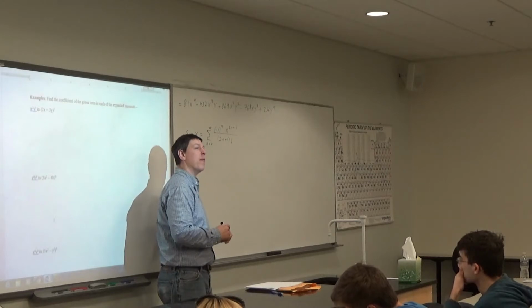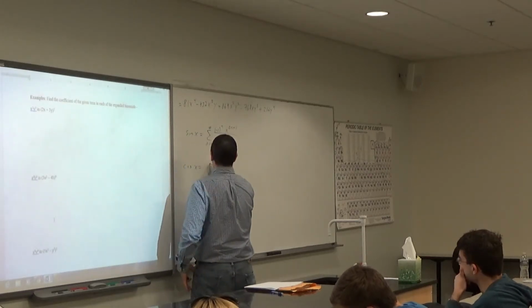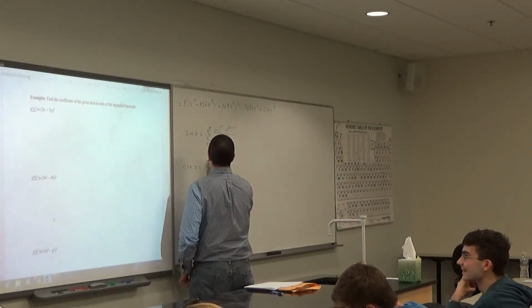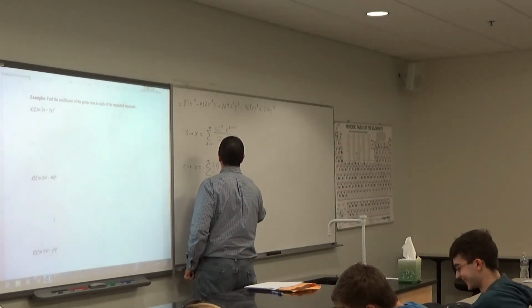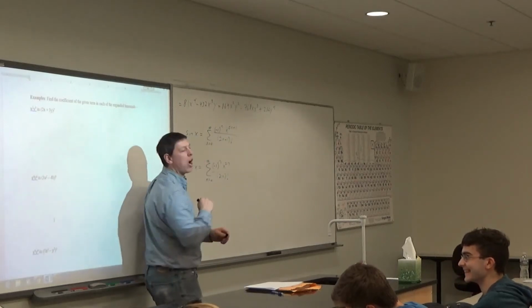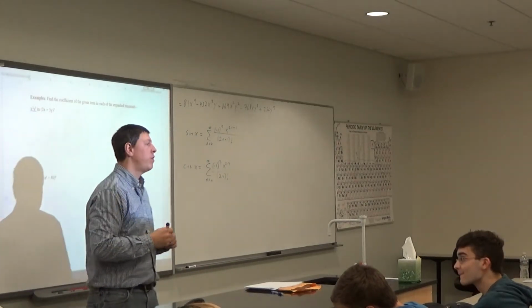Cosine, n equals 0 to infinity, negative 1 to the n, x to the 2n divided by 2n factorial. Cosine is an even function.